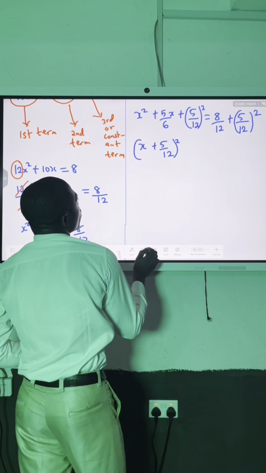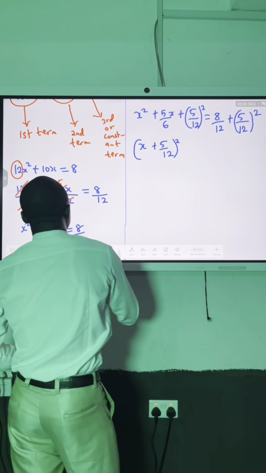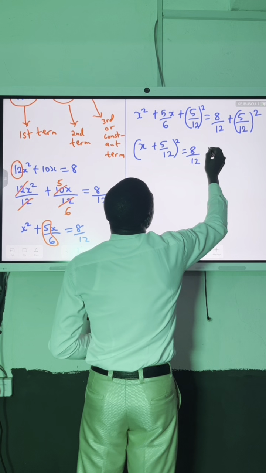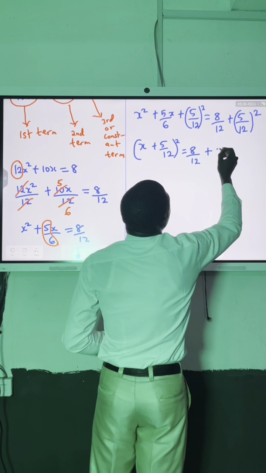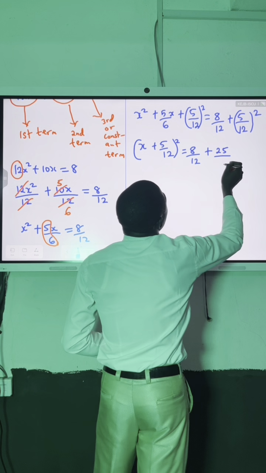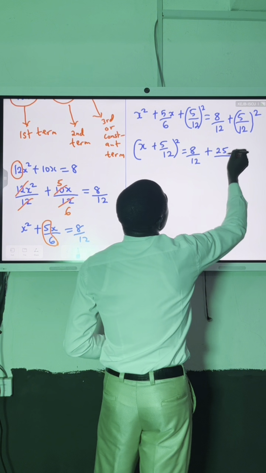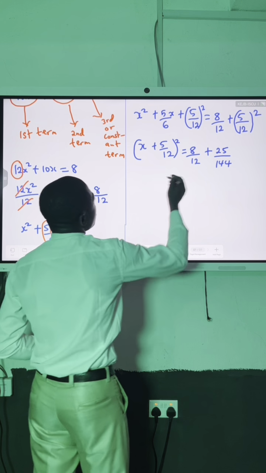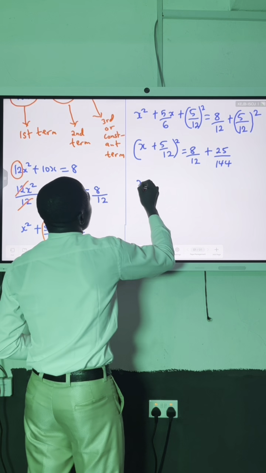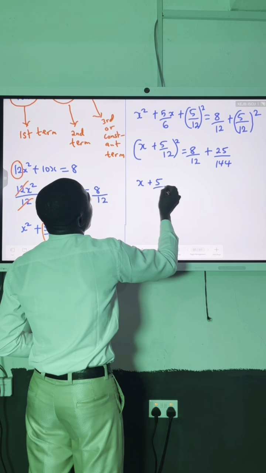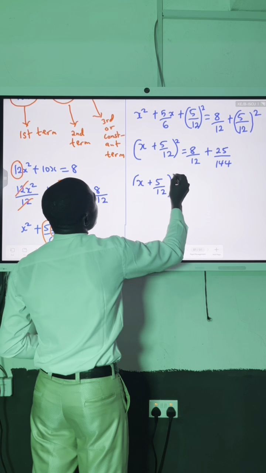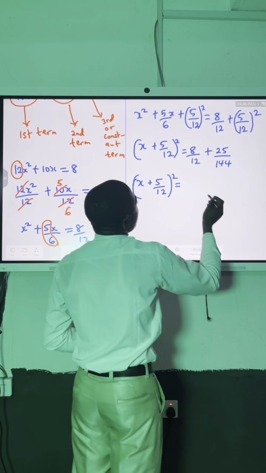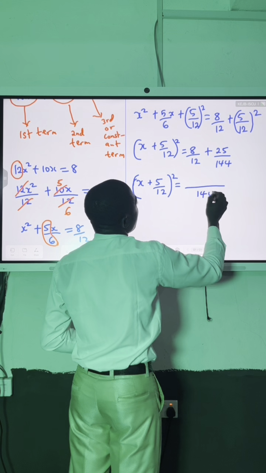Okay, now let's go back. At the right-hand side, you are going to have 8 over 12 plus, if you square 5, you get 25, and if you square 12, you get 144. Now let's simplify the right-hand side. So we have x plus 5 by 12 all squared is equal to, the LCM of the denominators here is 144.